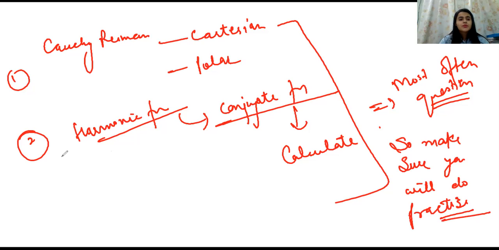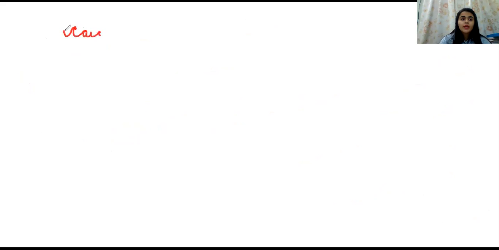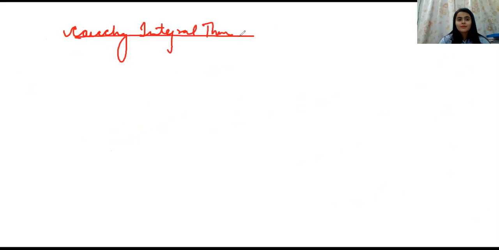Okay, so now students, the next will be your Cauchy integral theorem. In Cauchy integral theorem, what you have is: if we have any function f(z) that is analytic and its derivative is continuous at all points inside and on a simply closed curve C, then its integration of that function will be equal to 0. Then what is the Cauchy integral formula?